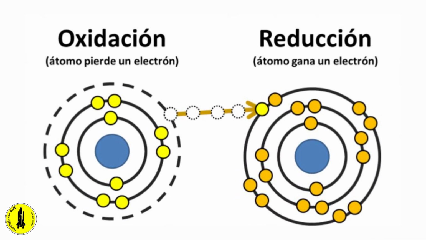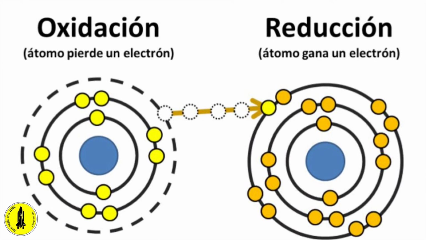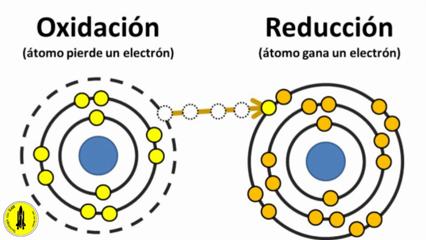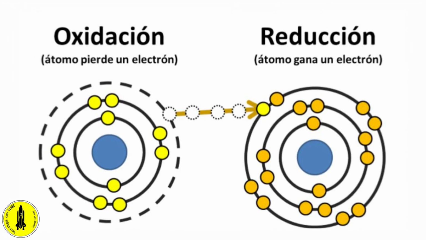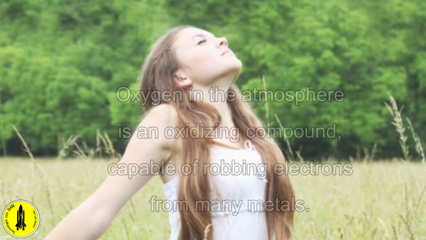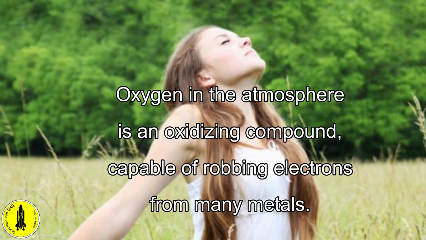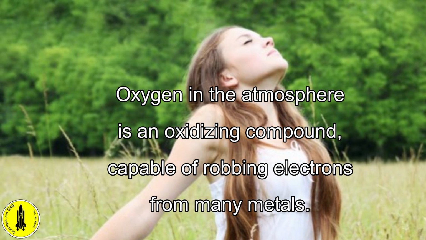Oxidation is a chemical process in which an atom loses electrons. We say that the atom that loses electrons oxidizes, and the one that gains them is reduced. Oxygen in the atmosphere is an oxidizing compound capable of robbing electrons from many metals.